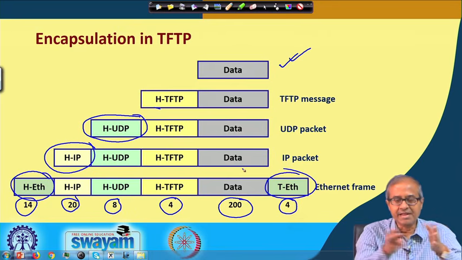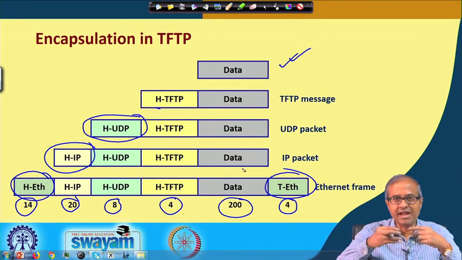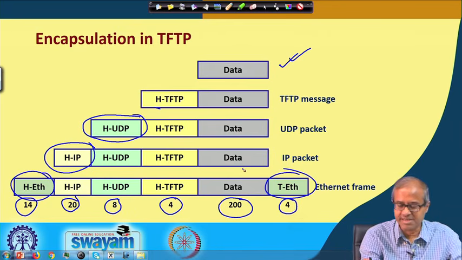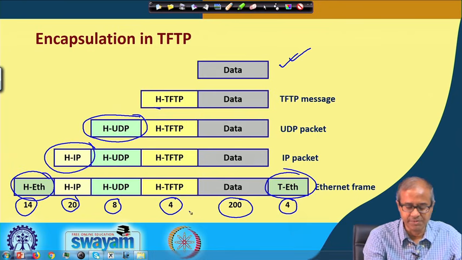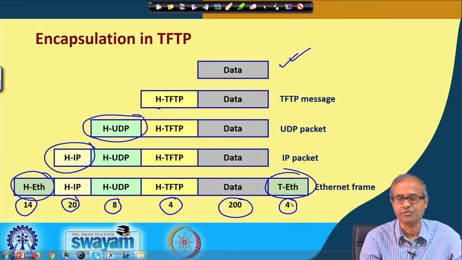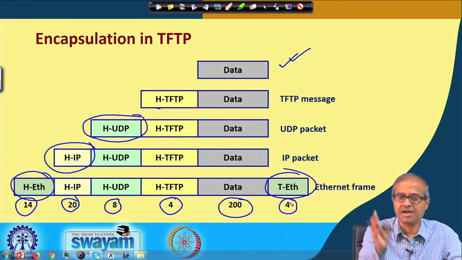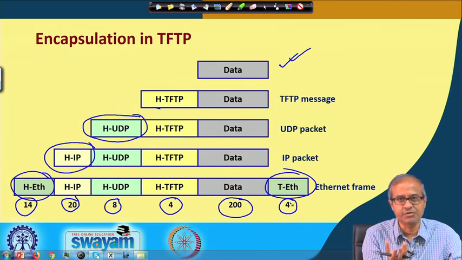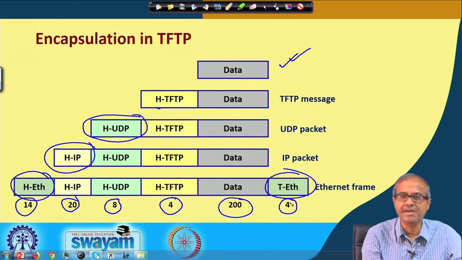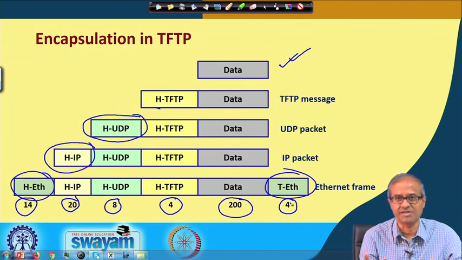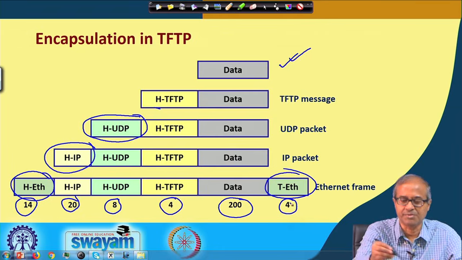So, ultimately in the network, in the LAN, whatever data gets transmitted, it is this whole data. You see how many bytes? 14 plus 20 plus 8 plus 4 plus 200 plus 4. So many bytes of data will finally get transmitted, but ultimately I was trying to transmit only 200 bytes. So, the remaining things are overhead, networking overhead. This is something you need to remember.